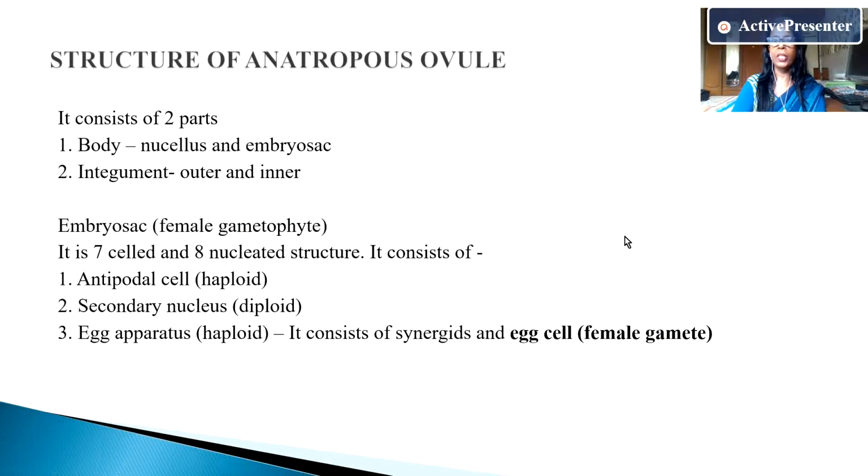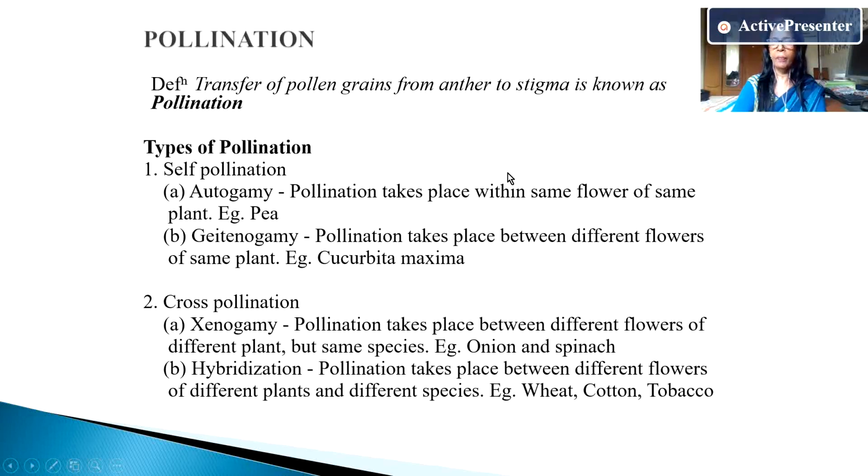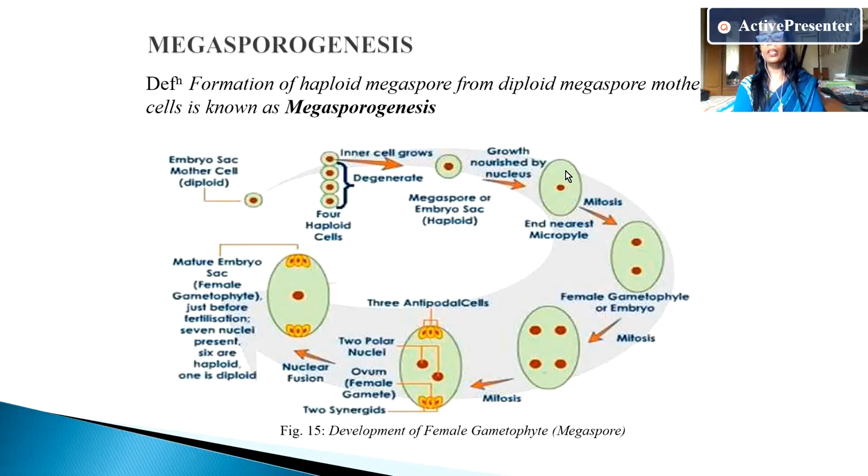How is it produced? See here, one of the cells of the nucellus undergoes meiotic division and produces 4 haploid cells. Out of these, 3 degenerate and 1 grows to form the megaspore mother cell. And this megaspore undergoes mitotic division. First mitotic division forms 2 cells, then the second mitotic division gives 4 cells, then the third mitotic division produces 8 cells.